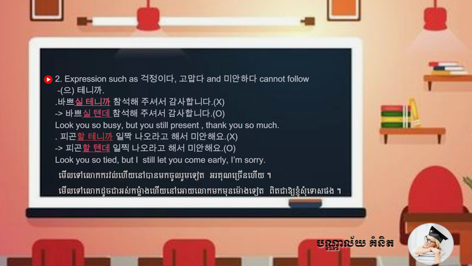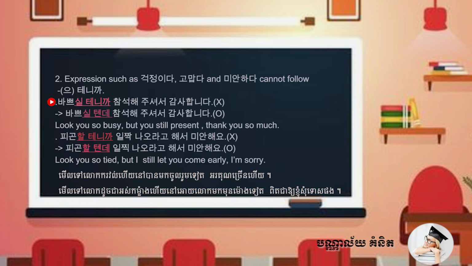Now look at the example. 바쁘실 테니까 참석해 주셔서 감사합니다. 참석하다 means attend or join, right? This sentence means thank you for coming, thank you for joining. It's not a suggestion, it's not advice, so we cannot use it with 을 테니까.